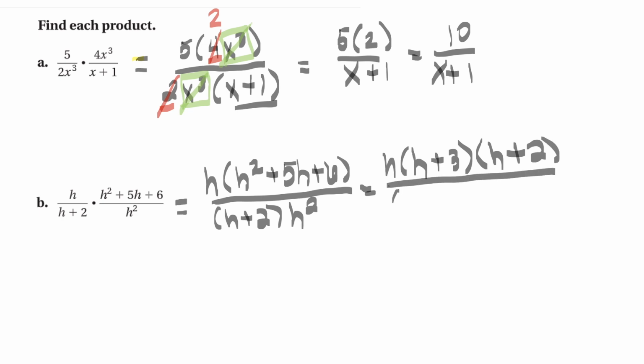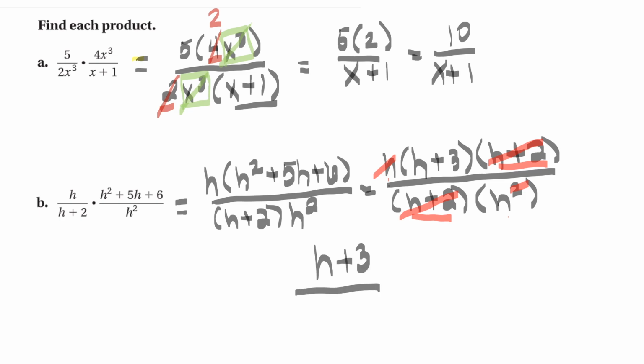over h plus 2 times h squared. Now what I want to notice is that I have the h plus 2 and the h plus 2, so those factors cancel out. And then I have an h and an h squared, so I can factor out an h there. So this would just be an h, and this h would cancel out. So left in my numerator is h plus 3, and in my denominator is just h.